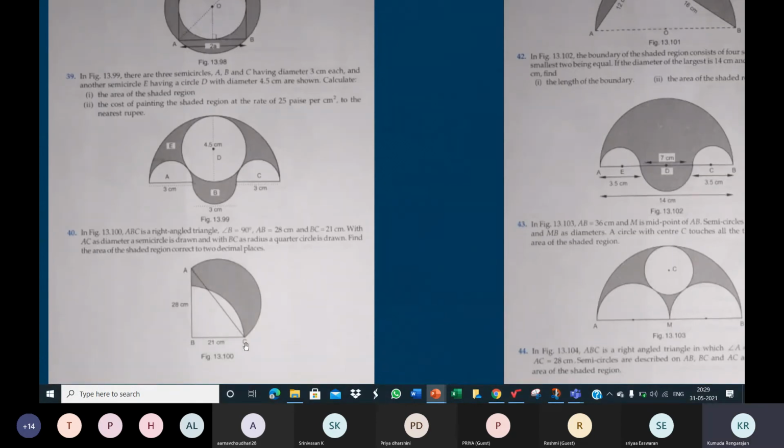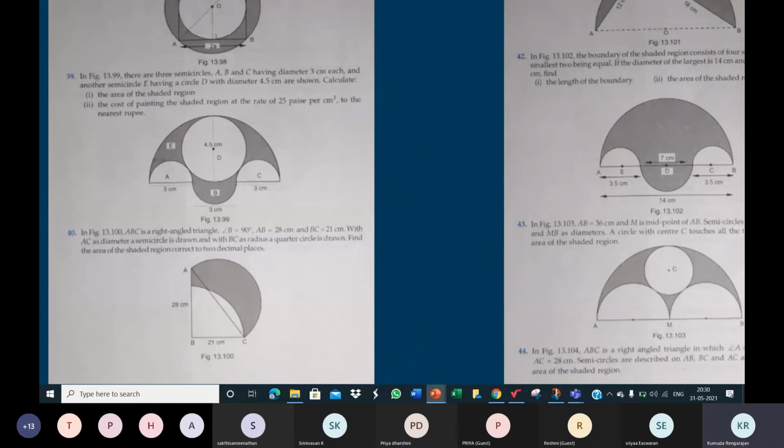What is the area of the triangle? It's 294. Okay, half base into height, 294. What's the radius of the semicircle? It's 35 by 2. Okay, so the diameter is 35 and the radius is 35 by 2. What's the area of the semicircle? 481.25 centimeters square. Nice.